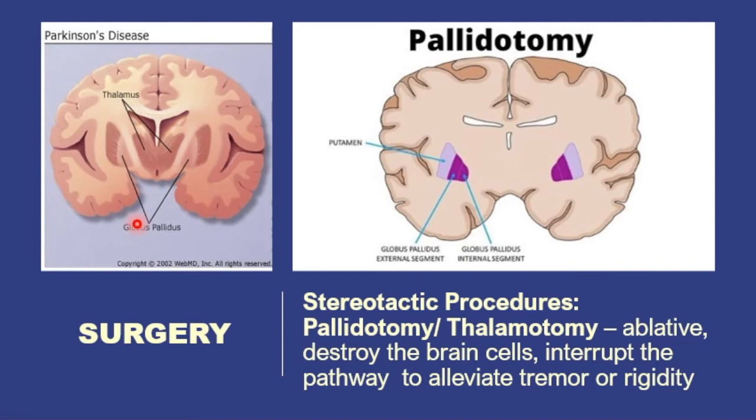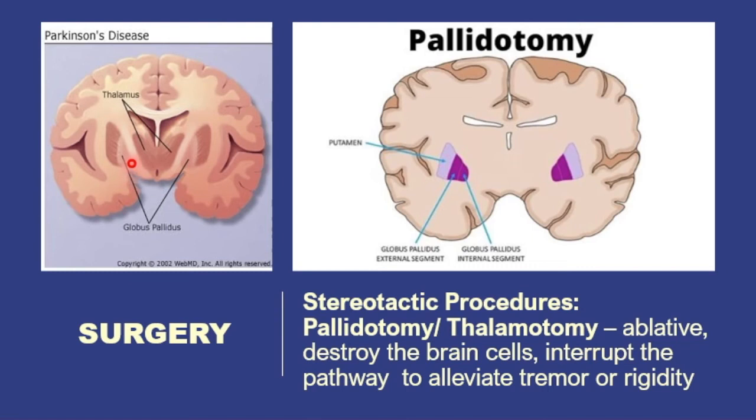So class, in this procedure, a tiny electrical probe would be placed on the pallidus, which is part of the basal nuclei of the brain, and then it would be heated at around 80 degrees Celsius for about 45 to 60 seconds. The purpose of which is to destroy a small area of the brain. So class, this is ablative, meaning it would destroy part of your brain, and the purpose of that is to interrupt the pathway that would alleviate the tremor or rigidity.